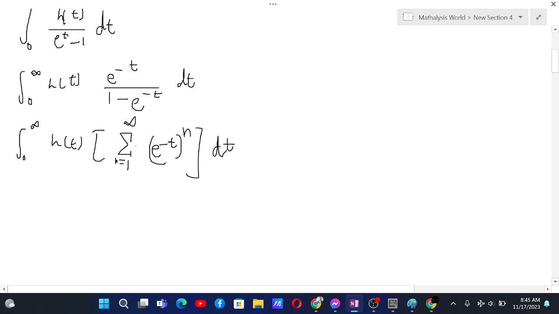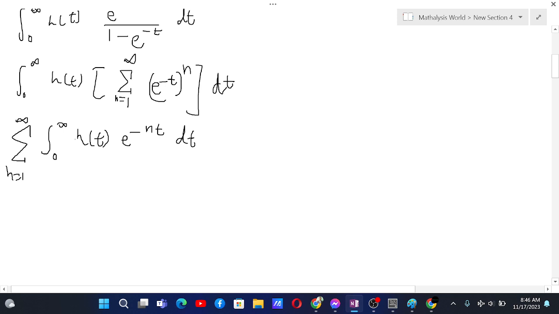So now we can exchange summation and integral sign, since for every value of t that the integral is going over, the sum will converge, so we can exchange them. Now we can have summation from n equals 1 to infinity, and over here we can write the integral from 0 to infinity, h of t e to the power minus n t dt. Now you can notice that this is just the Laplace transform which takes h of t into the world of n. So summation from n equals 1 to infinity, this is a Laplace transform of our h, which takes it into the world of n.